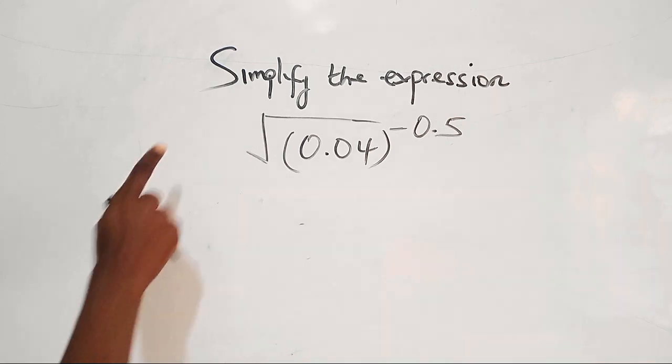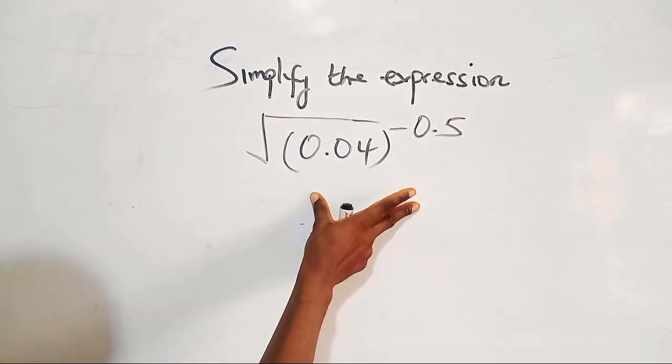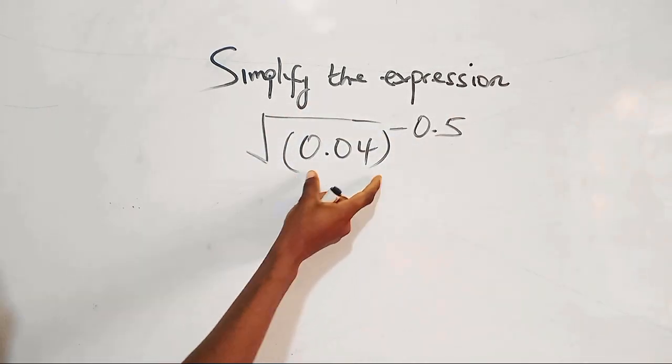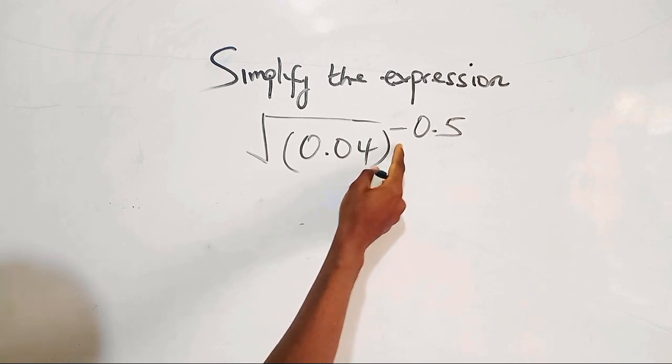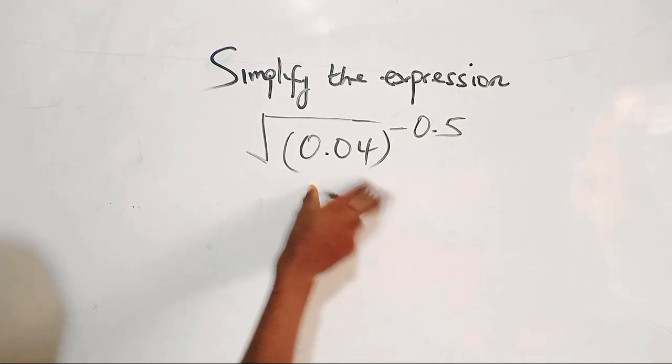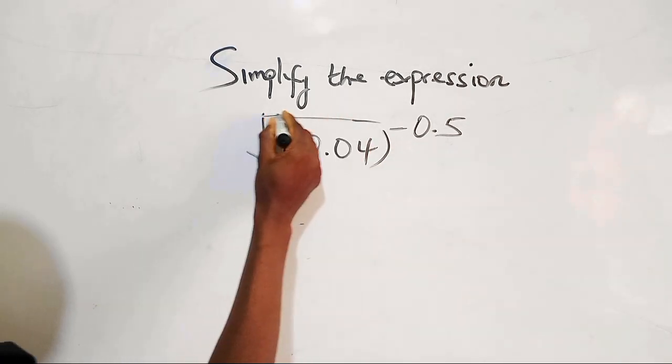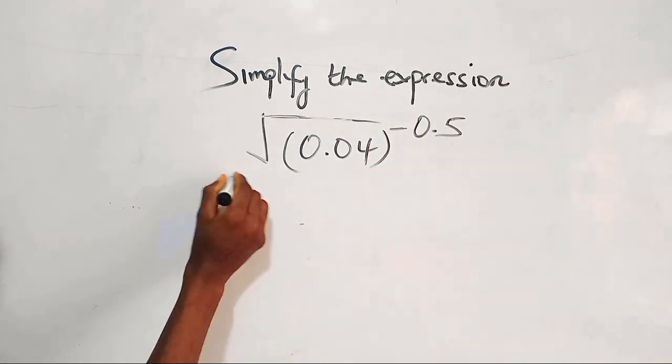The question says, simplify the expression. We have 0.04 raised to power minus 0.5, and we have a radical sign, which is this. Okay, so solution.